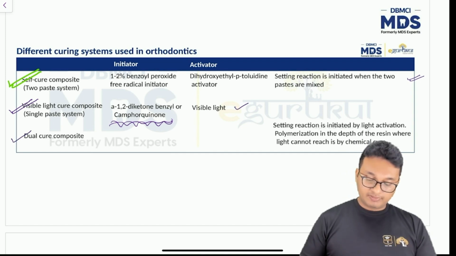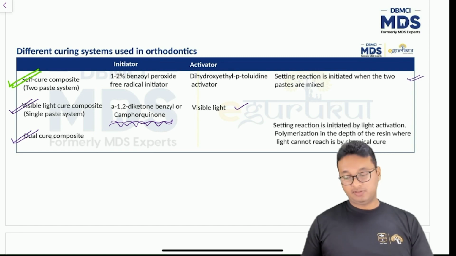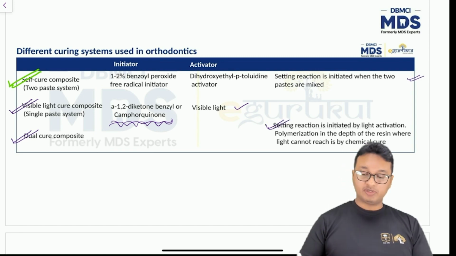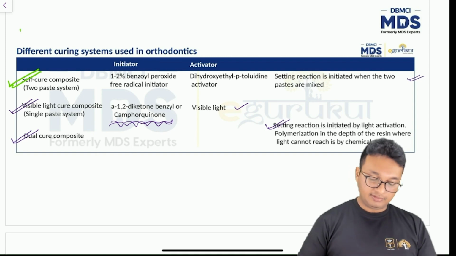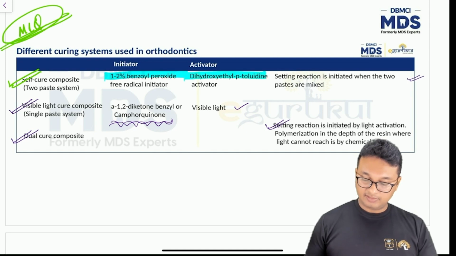Dual cure composite means the setting reaction is initiated by light activation, and polymerization in the depth of the resin where light cannot reach is by chemical cure. Hence the term dual cure resin system. This is also an important box. Please remember the names of these initiators and activators.